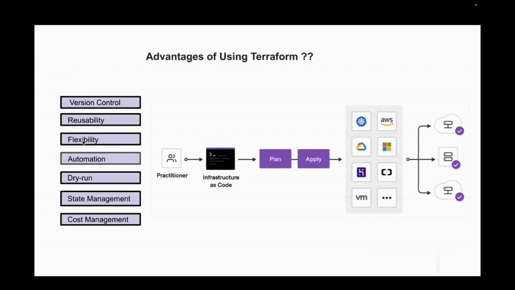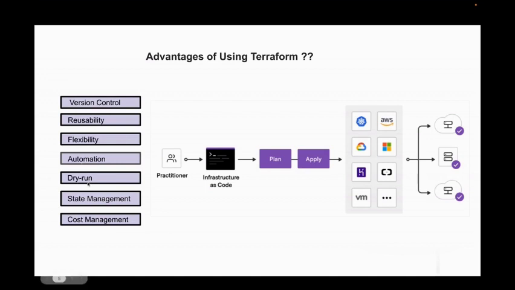The third is flexibility. Terraform supports multiple cloud providers such as Azure, AWS, GCP, as well as on-premises and other infrastructure, making it a versatile tool for managing infrastructure. The fourth is automation. Terraform allows you to automate the process of creating and managing infrastructure, which can improve the efficiency and speed of the development process.